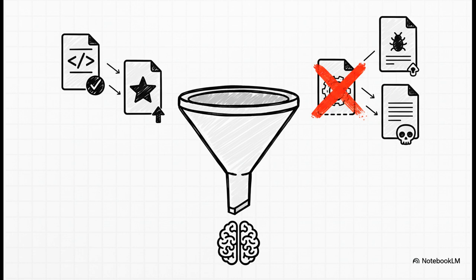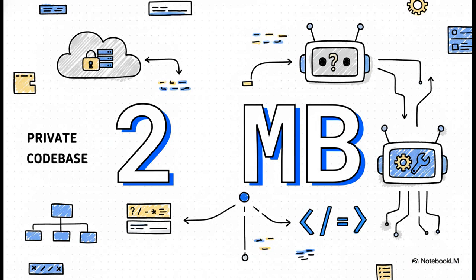You want to include code with patterns you want to encourage, and you absolutely want to avoid code with anti-patterns, bugs, or security holes. And please, remove those auto-generated files that just create noise. Seriously, quality is so much more important than quantity here. And to make this a little more concrete, there are some minimums to get started.